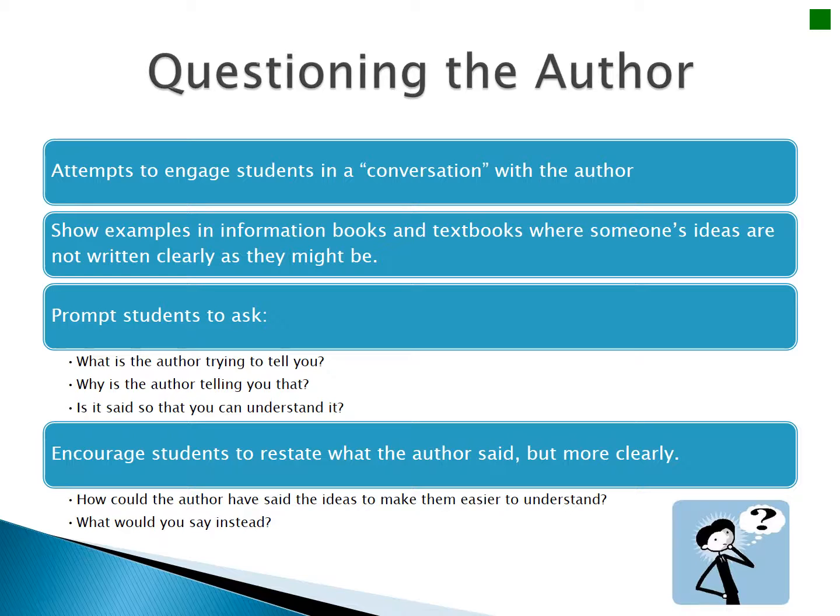A really effective way to do this is to show them examples in their textbooks or information books where something isn't done well, and they can question the author about why they chose to present the ideas the way they did when it's not the best way. You could even have them rewrite and try to show how they think that would have been done in a more effective way. We can prompt our students to think, and this could be an anchor chart in your classroom.